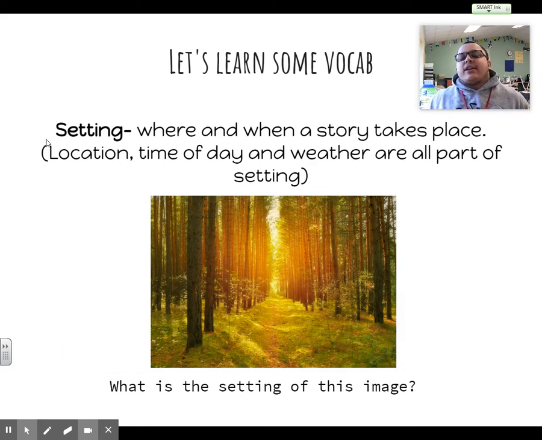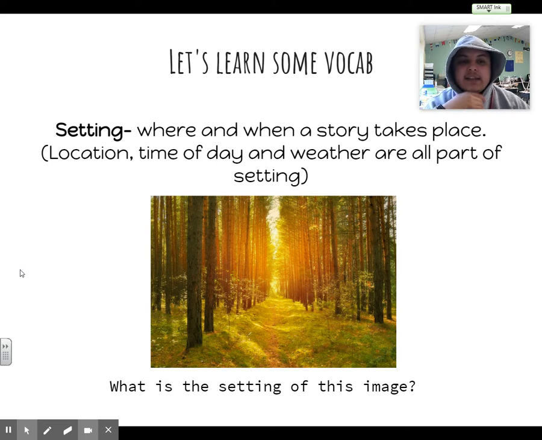So now we have a new vocab word here, and this vocab word is setting. The setting is where and when a story takes place. When you are answering what the setting of a story is, you want to think about the location, the time of day, and the weather, because sometimes the weather can tell you maybe it's happening in winter, maybe summer, maybe spring.